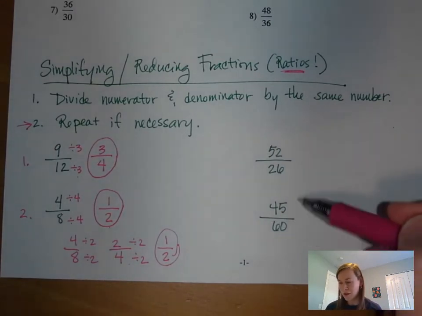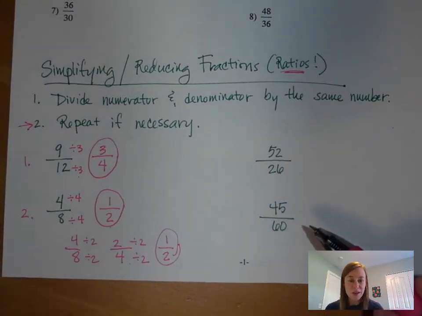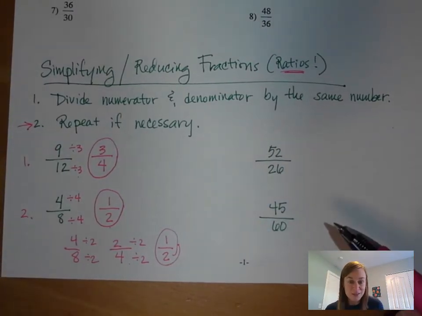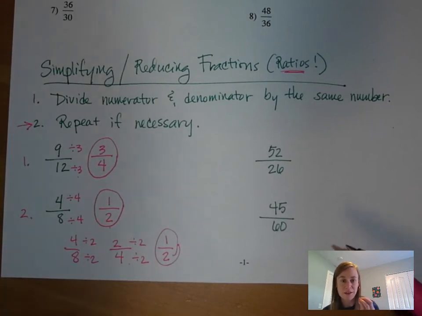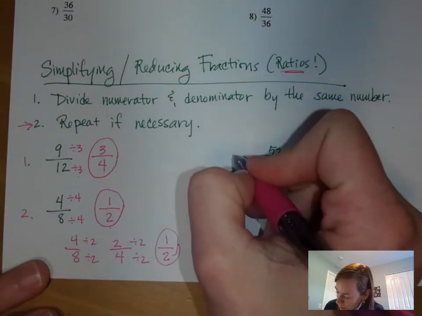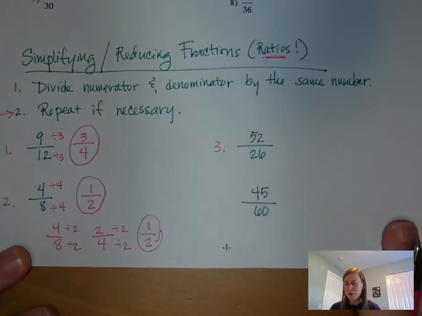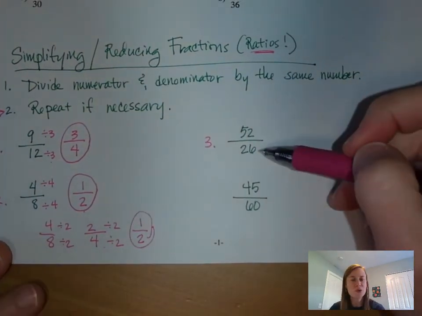Sometimes when you're working with bigger numbers, you might find yourself dividing 2 or even 3 times, and that's totally fine. You just keep going at it until it's fully simplified. Let's look at this example number 3. Okay, you have 52 over 26.